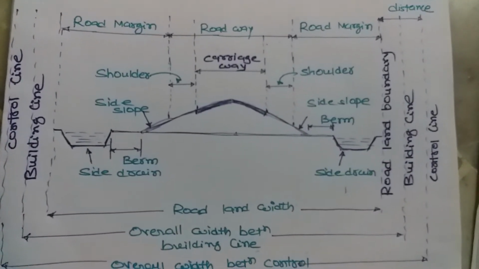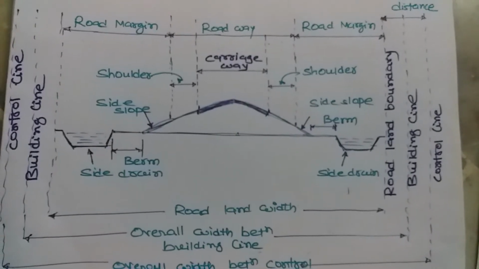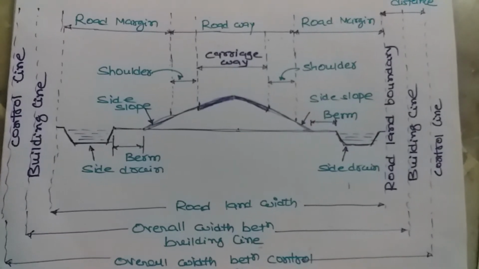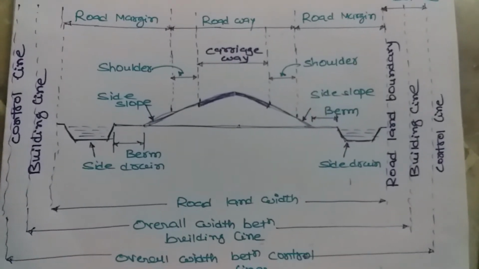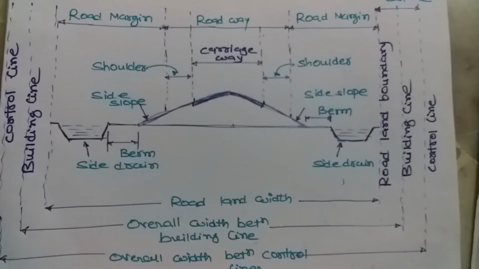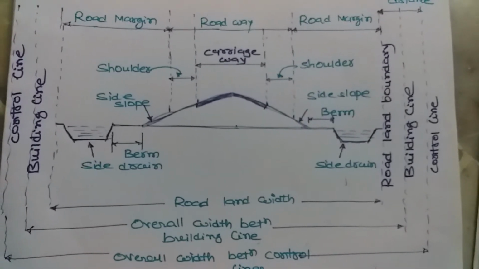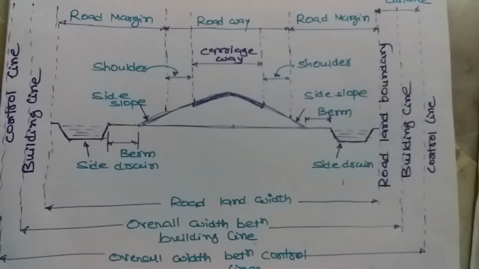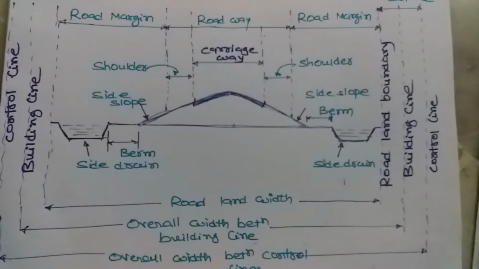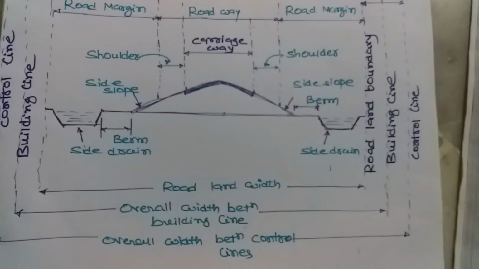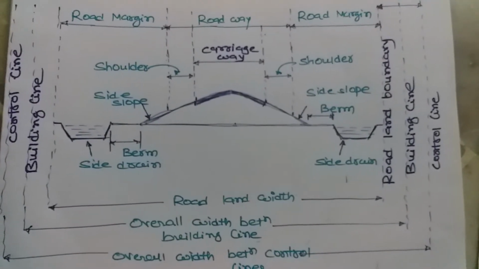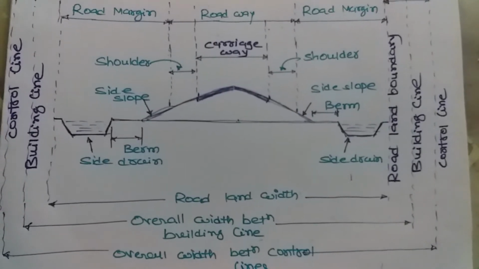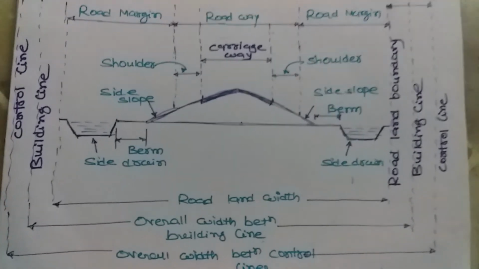Side drain. Okay. So according to the IRC, or you can say road classifications, for example, let's take national and state highway and plain and rolling terrain, then single lane is provided 12 meter, two lane is also 12 meter. But for the mountainous and steep terrain, for national and state highway, single lane is 6.25 meter and two lane is 8.80 meter.